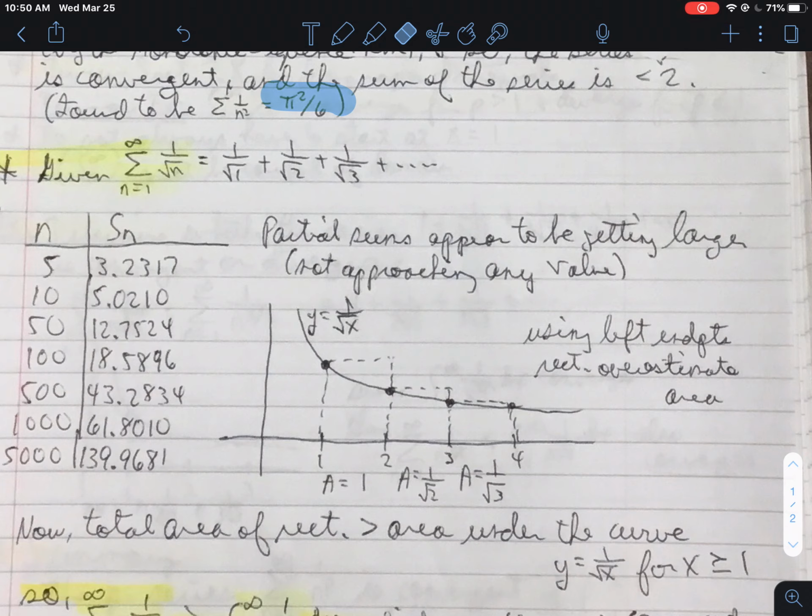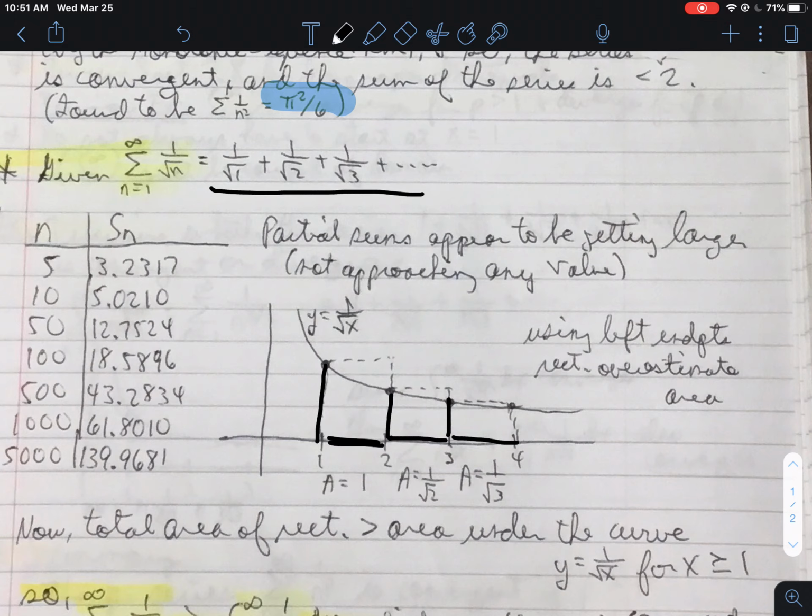But again, each of those rectangles has a width of 1. The height is determined, in this case, by the left endpoint, which is x equals 1, n equals 1. The area of that first rectangle is 1 times 1, or 1. The second rectangle, again, has a width of 1. The height is determined by that function, 1 over square root of x, or 1 over square root of 2 in this case. The third rectangle, width of 1, height 1 over square root of 3. Okay? But again, I've got the area of the rectangles corresponding to the terms of our series.